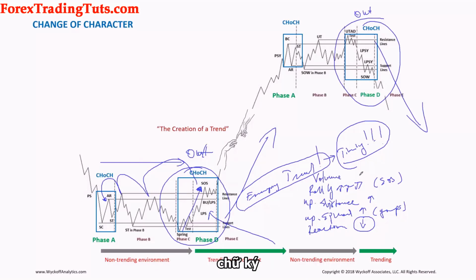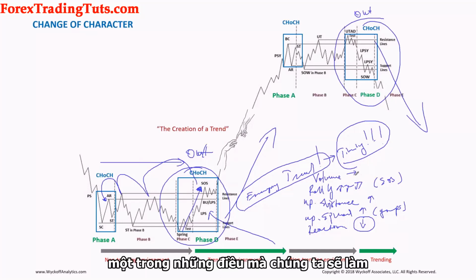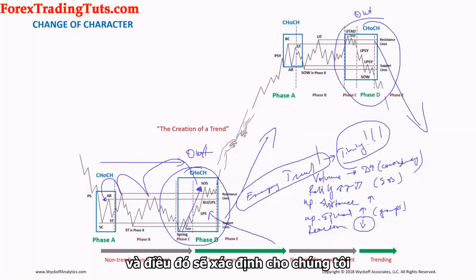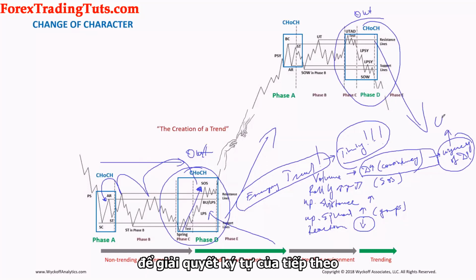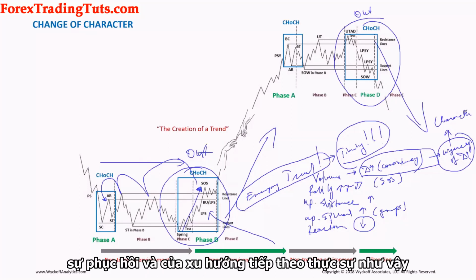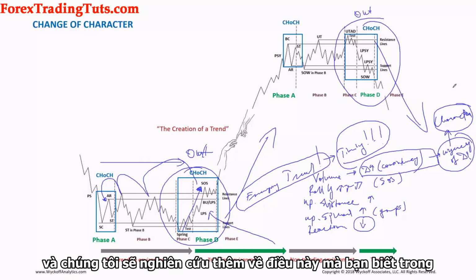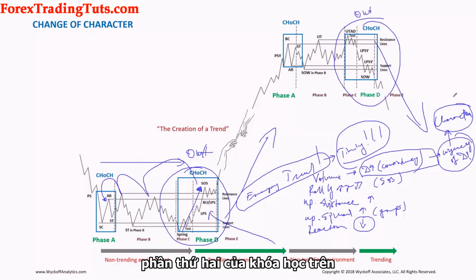So here in the volume signature, one of the things that we're going to pay a lot of attention to is increase of the demand or the consistency of demand. And that would identify for us the buying by institutions. That's number one. Secondly, we want also to see what kind of urgency of the demand is there. That's another question, and that's going to address the character of the next rally and of the next trend, actually. And we'll study this more in the second portion of the course on the supply and demand. So we'll talk about this.